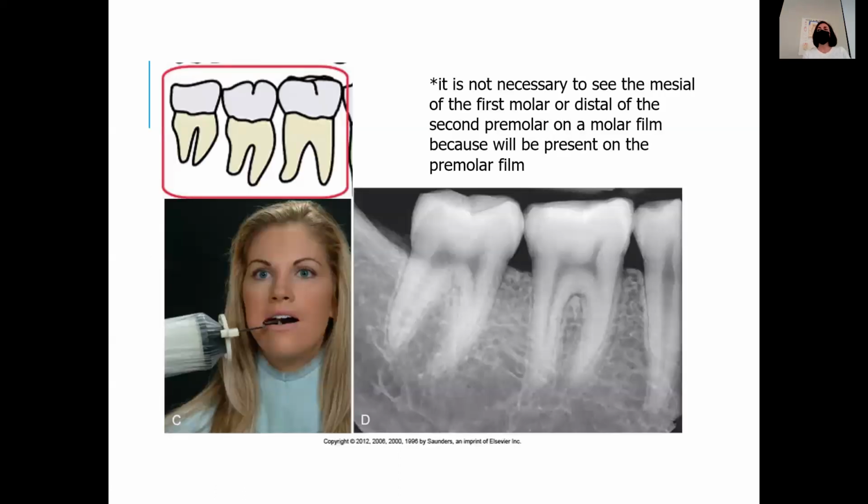So here is a typical molar. You do see the mesial of the molar here, but for some reason, if it wasn't there, it would not be an error or a retake. You wouldn't have to, because if you didn't get it in your premolar, then yeah, you'll have to take it again, but you can cross that bridge once you know how your premolar shot turned out. Very likely you'll see the mesial of the first molar in your premolar shot. Here it says it again. It's not necessary to see the mesial.